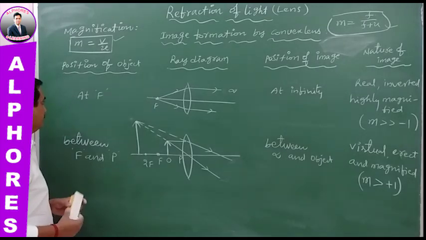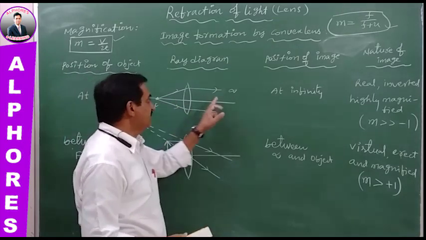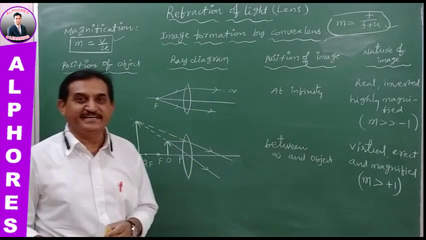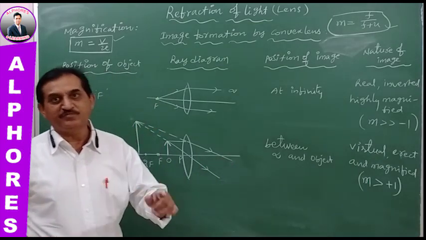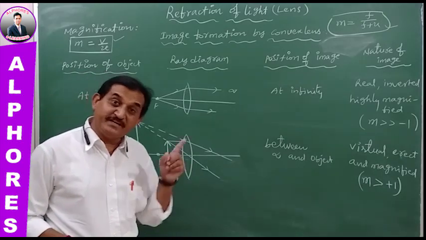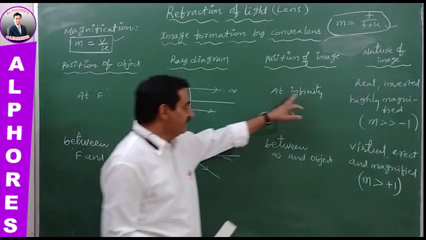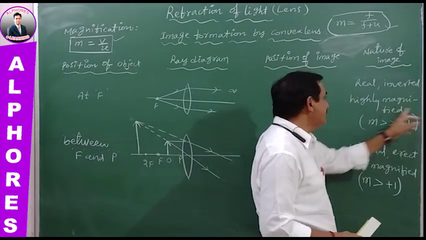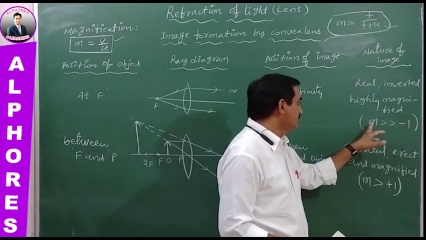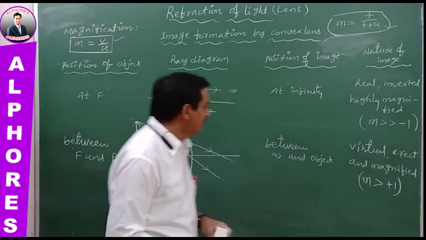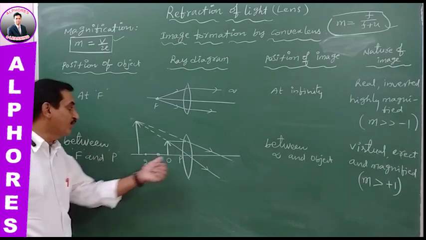Next position of the object. The object is kept at the focus point and its corresponding image goes to infinity. So when an object is at infinity, the image is formed at focus. When the object is kept at focus, its corresponding image goes to infinity. At infinity, it is real, inverted, highly magnified. Therefore, here inverted and negative magnification, m > -1.